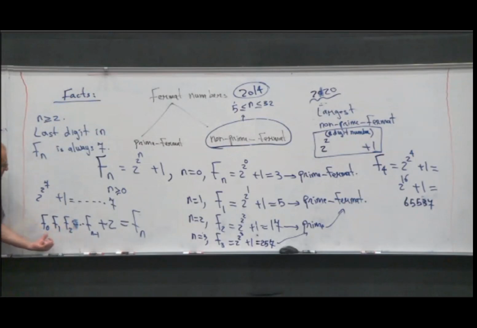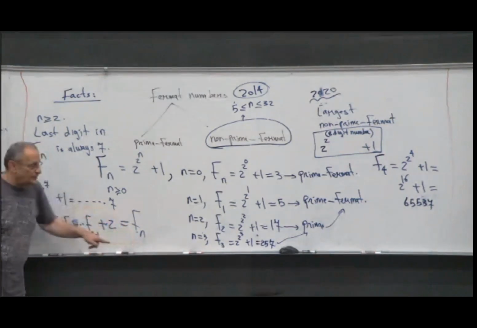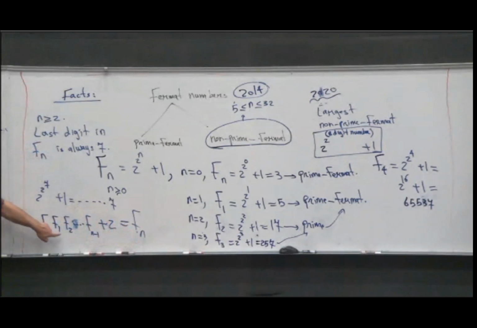If you start from F0, multiply it with F1. We know how to calculate F1, F2. Like imagine I want to do F7. What do I need? F0, F1, F2, up to F6, then I add 2. That should give you F7. These are facts. When I mention fact, that means somebody already did that. We know that. They are true.